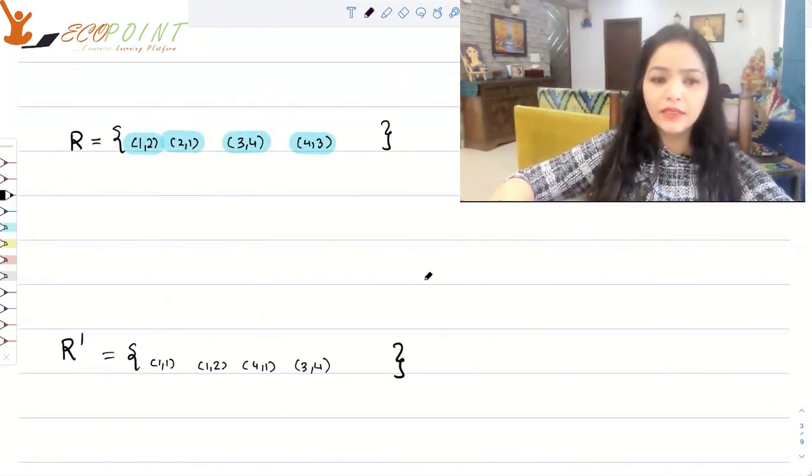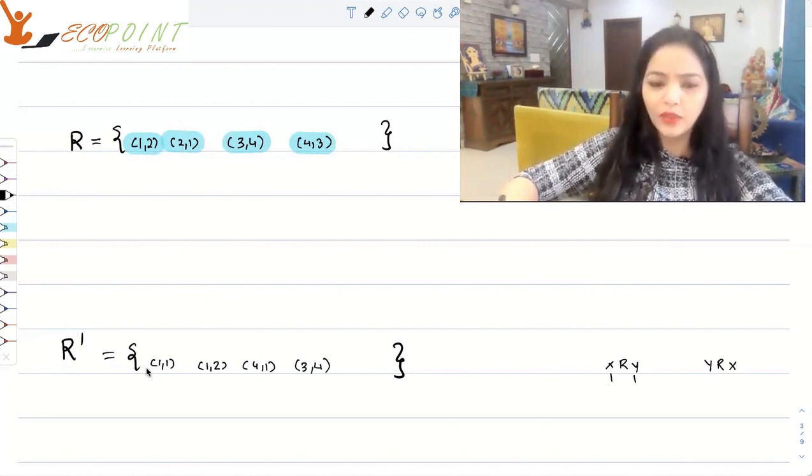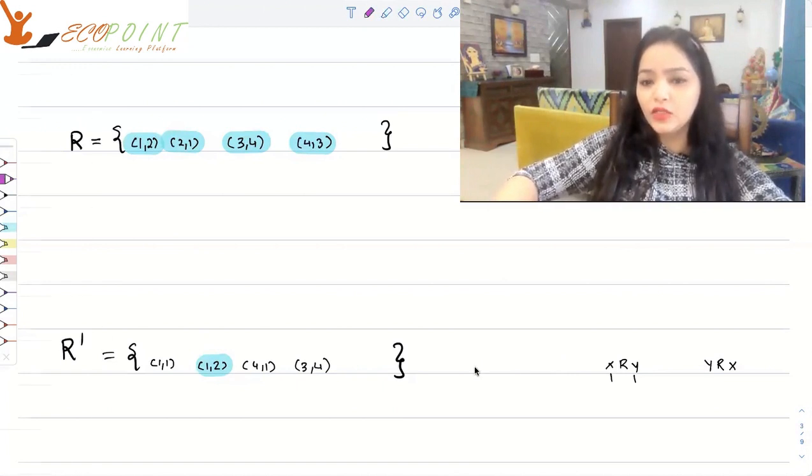Let's now take the relation R dash as (1,1), (1,2), (4,1), (3,4). Now (1,1) is here. So (1,1) behaves like xRy, and since x is 1 and y is 1, I can say yRx as well. So it's happening with (1,1). But what about (1,2)? (1,2) is an entry here. The ordered pair (1,2) means 1 is related to 2. But I cannot see (2,1), which means I cannot see in the set that 2 is related to 1. That means this is not a symmetric relation.